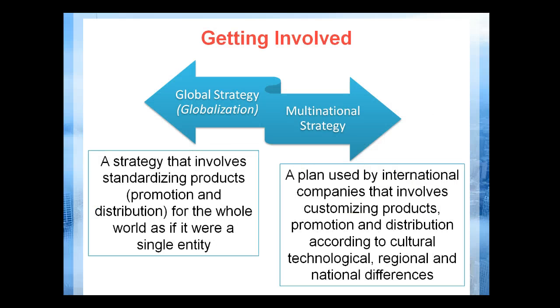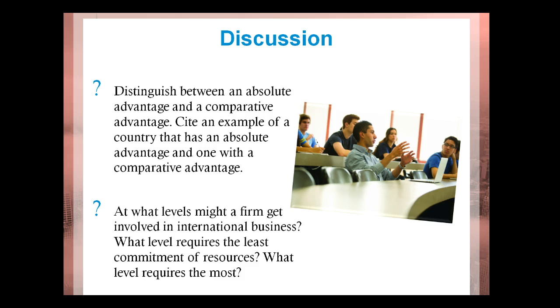So as you continue to read through the chapter and go through the terminology, consider that you'll be able to distinguish an absolute advantage and a comparative advantage, and that you'll understand the role they play as it relates to globalization. You can also think about what levels a firm might want to get involved in international business. Is it something they want to do right away? Is it something they may very well just wait and see how their organization can meet the needs of its current market? And what level of commitment of resources is needed to expand to another nation?